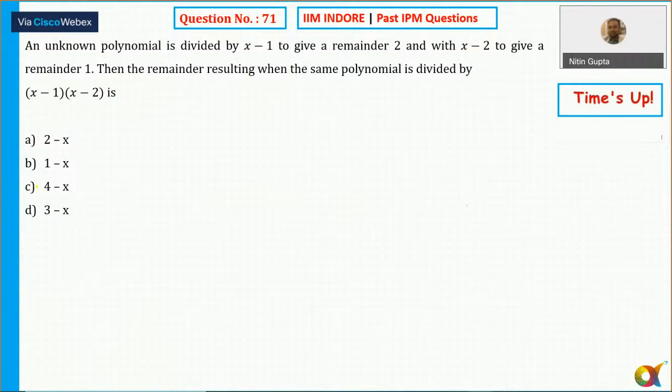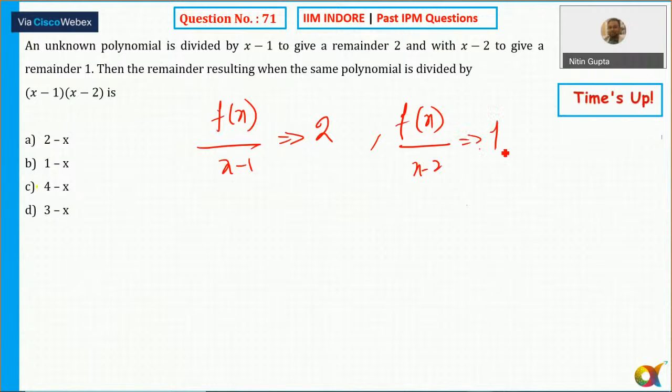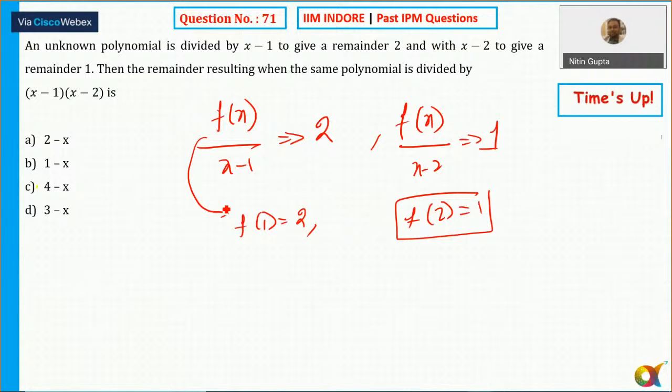Okay, time up. Now here it says there is an unknown polynomial which, when divided by x minus 1, the remainder is equal to 2, and the same polynomial f of x, when divided by x minus 2, the remainder is equal to 1. It means that f of 1 is equal to 2 and f of 2 is equal to 1. We have discussed the actual method, but I also told you the options are given, so work with the options.